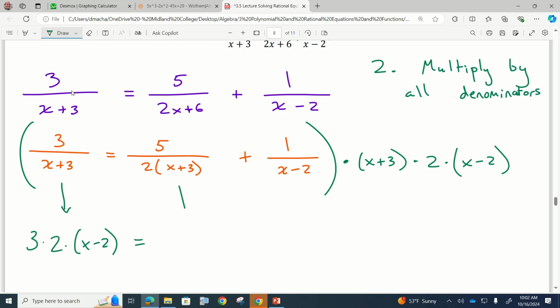The next term is going to become 5 times x minus 2. Because when I multiply by x plus 3 and 2, it cancels out with the denominator. And then the last term becomes 1 times 2 times x plus 3. Does that step make sense?